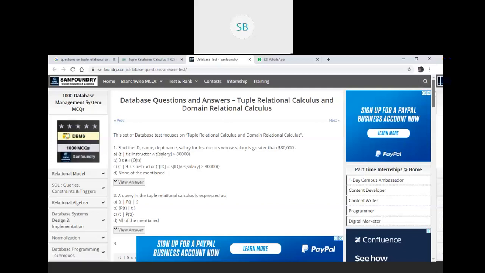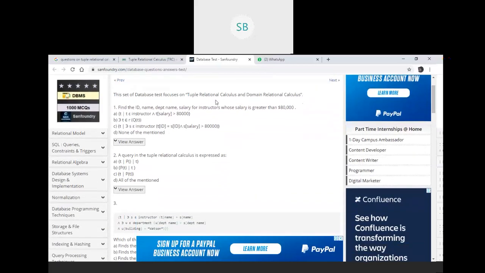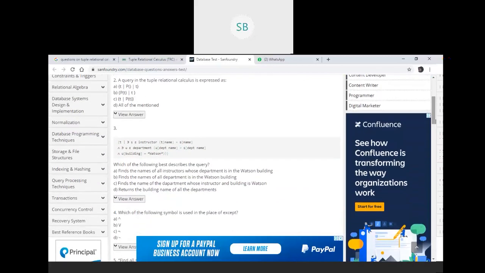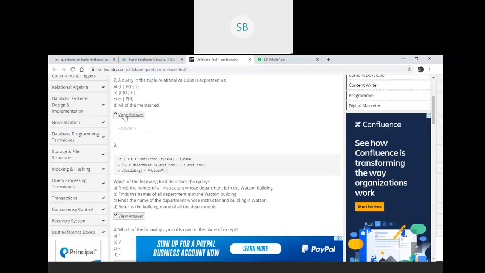Now the next question is an easy one because we have already seen it. How is a query in the tuple relational calculus expressed? A, B, C, D? Yes, it is C.